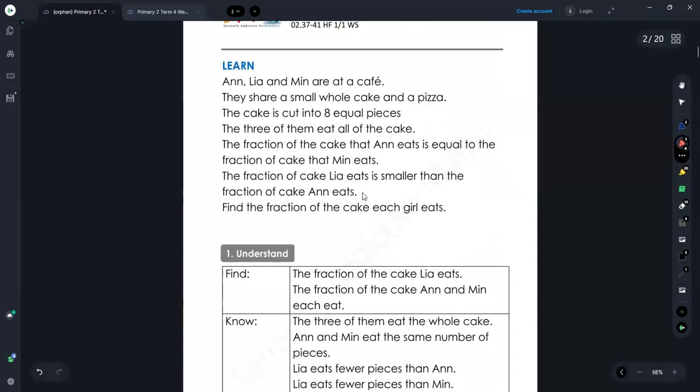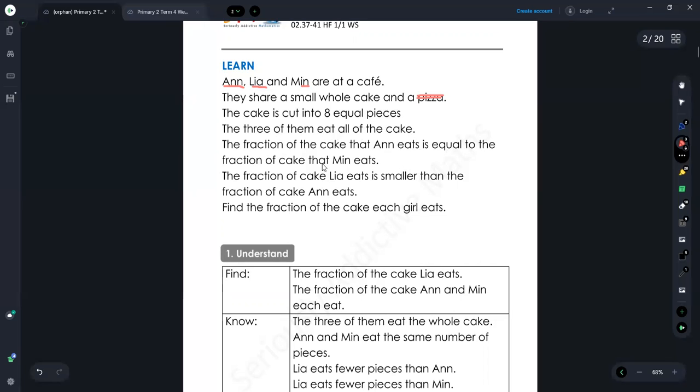And then for the next question, same thing. How do you do this question? First, get them to read the question. The cake is cut into 8 equal pieces. Oh, sorry, not cake, it's pizza. A small whole cake, sorry, a small whole cake and pizza, and the cake is cut into 8 pieces. Pizza has got nothing to do with the story, you'll realize later on. 3 of them eat all the cake.